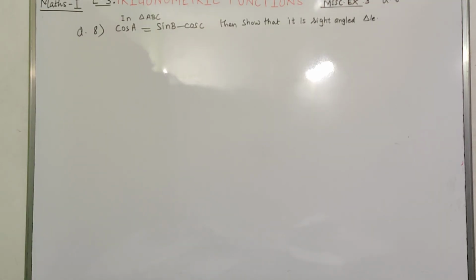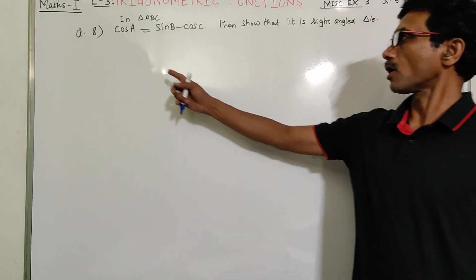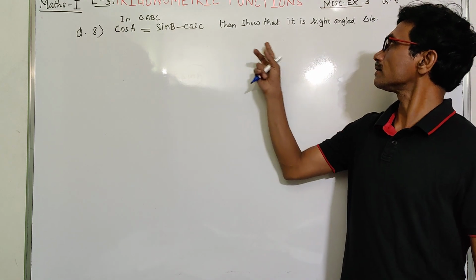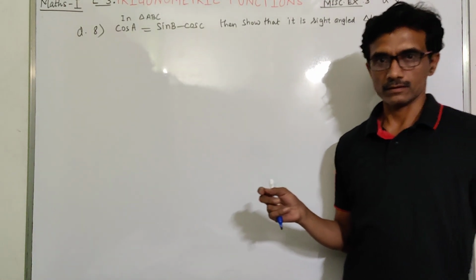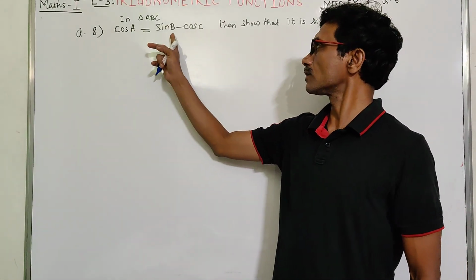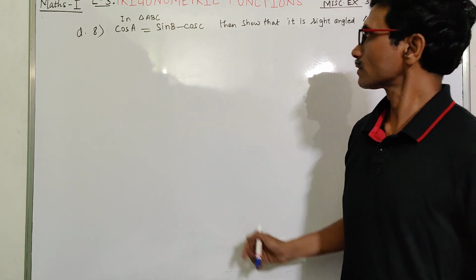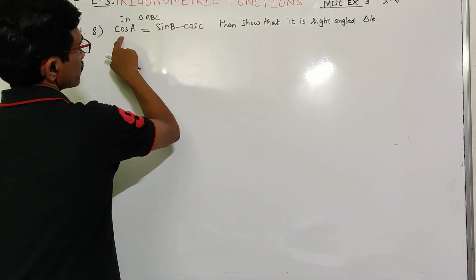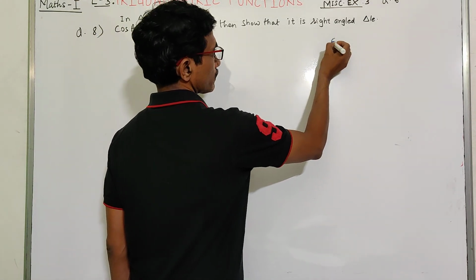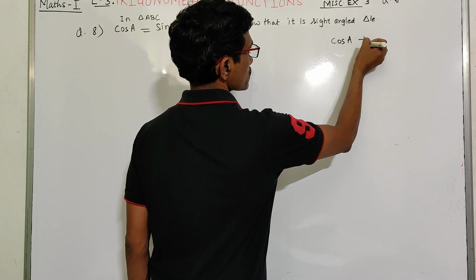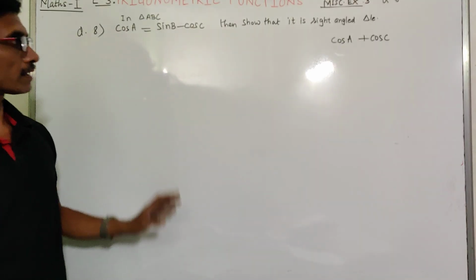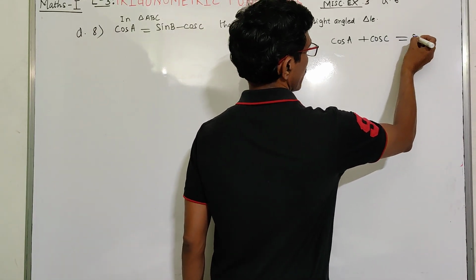Question number 8. In triangle ABC, cos A is equal to sin B minus cos C, then we show that triangle ABC is a right angle triangle. What is given? Cos A is equal to sin B minus cos C. So this cos C we take to the left hand side. So we will get cos A plus cos C. Right hand side is sin B.